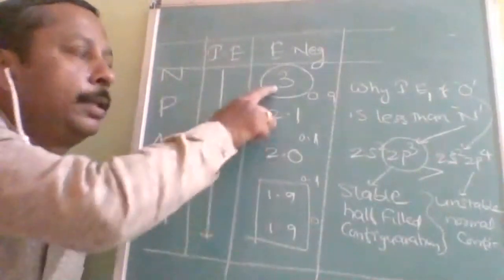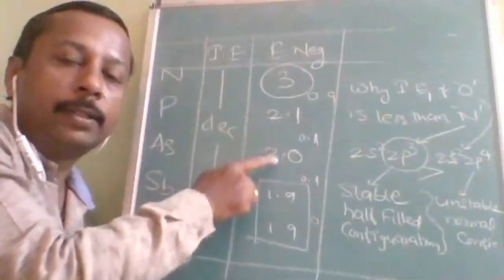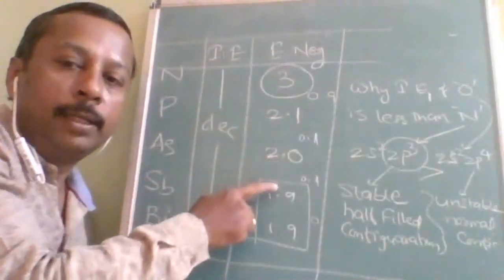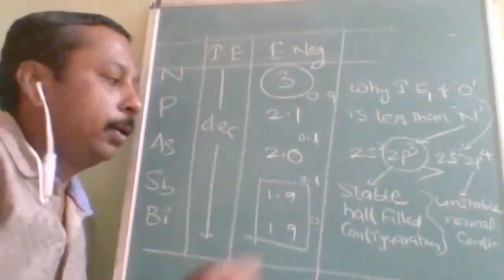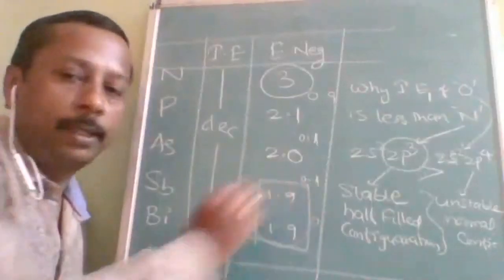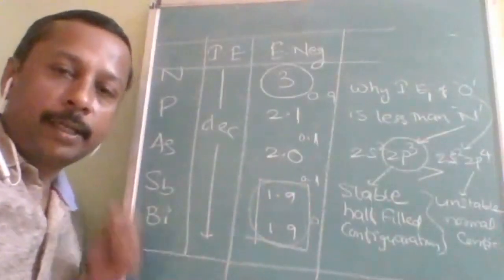Understood? It is decreased by 0.9, whereas it is decreased by 0.1 only. It is decreased by 0.9 and it is decreased by 0. Okay, now the question will be why. Most of the students are getting this doubt.